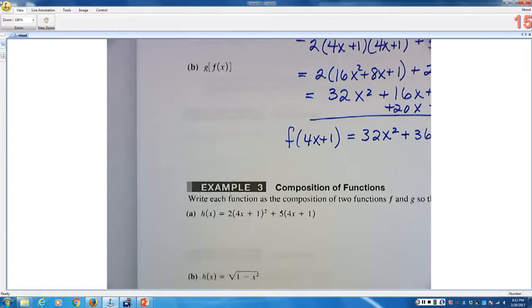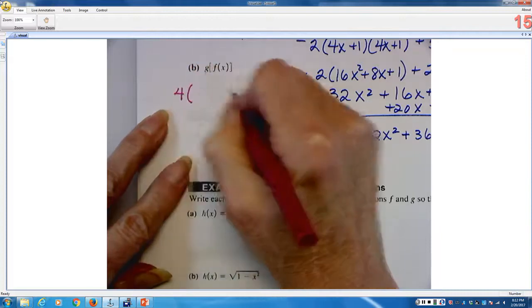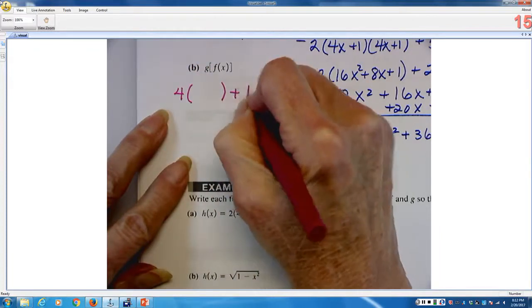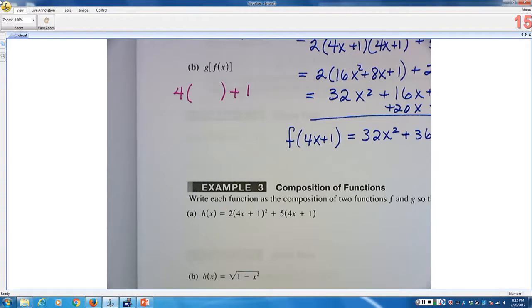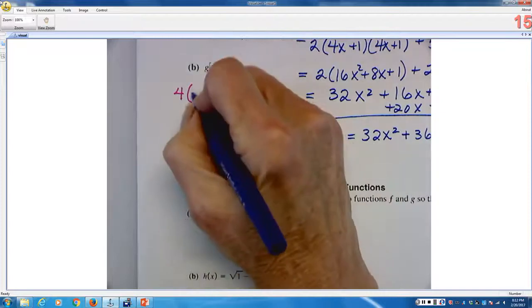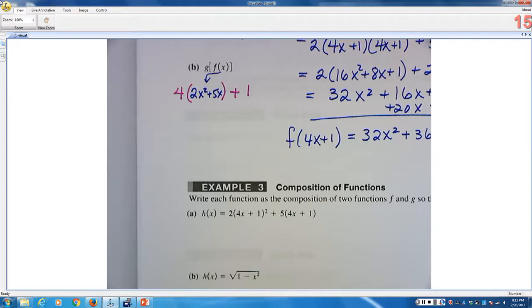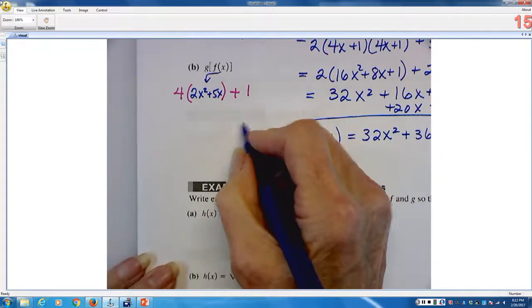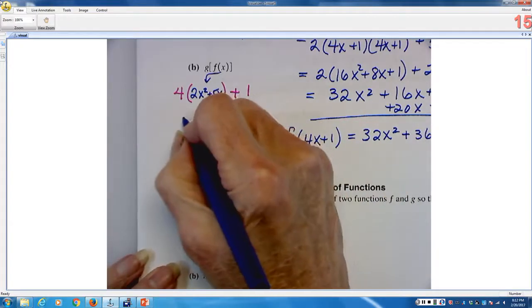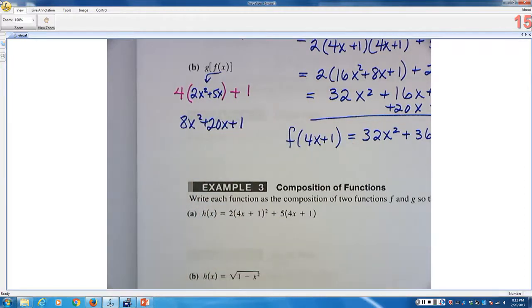Now, if you turn around and do the same thing, you're wanting to find g of f of x. For what g does is it takes whatever you put in it, multiplies it by 4 and adds 1. So what you're putting in it is f of x, and f of x is 2x squared plus 5x. That's it. And if you want to simplify it, you can, but you don't have to. I mainly want you to be able to show me how you plugged it in.